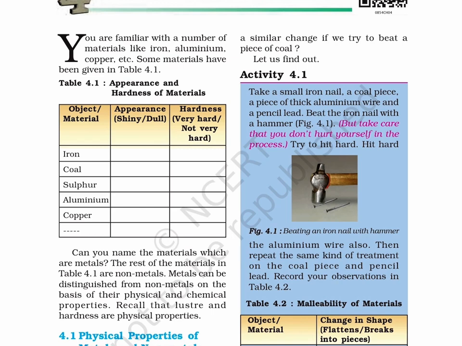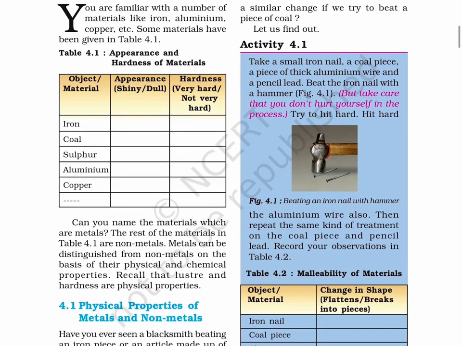There are 3 columns. The first one is Object or Material. Second is Appearance, shiny or dull. The third one is Hardness, very hard or not very hard. For your convenience, we have given 5 objects or materials, which are iron, coal, sulfur, aluminium and copper. Now, complete the table in your notebook by filling the columns Appearance and Hardness.